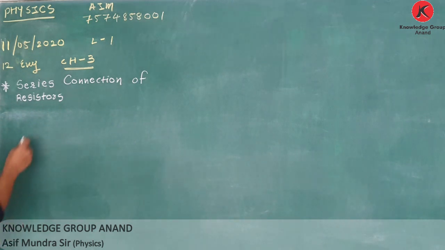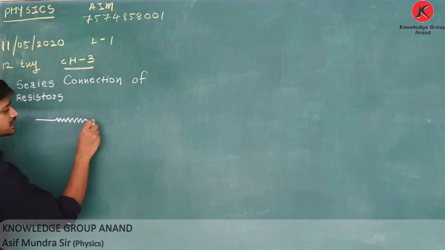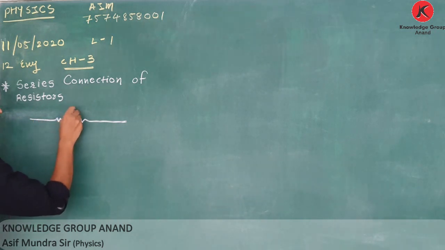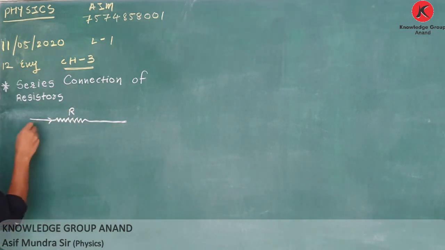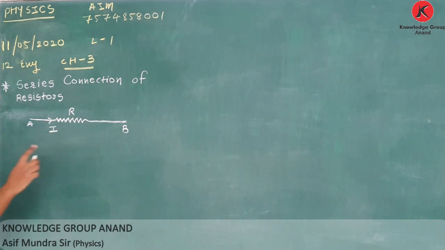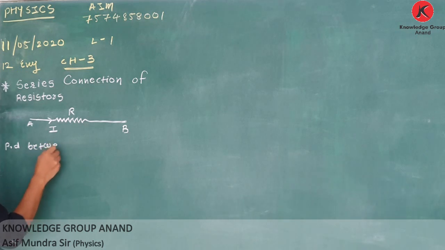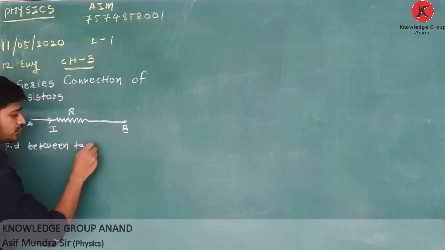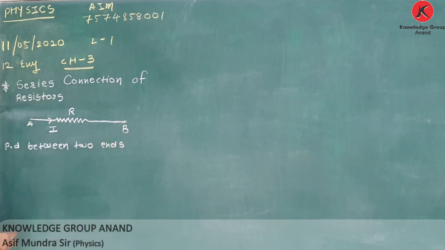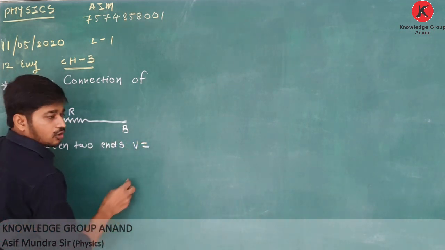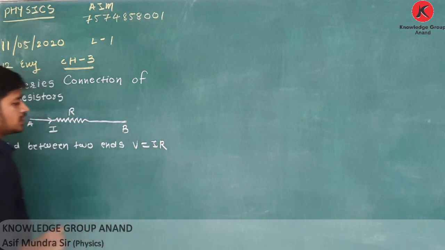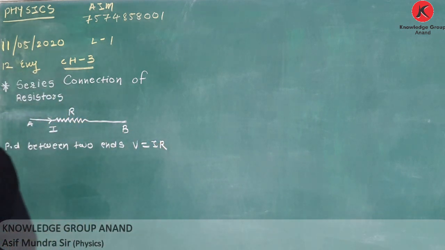We know that if we have one resistor, with the symbol of a resistor, having resistance R, and current I is flowing from A to B in this direction, then what is the potential difference between two ends, or between two points A and B? V is equal to, according to Ohm's law, IR.